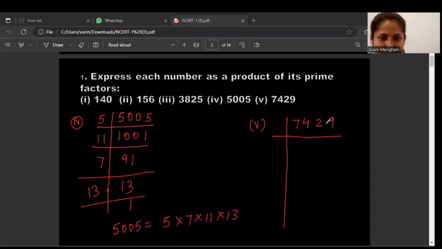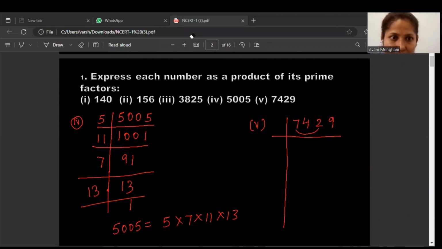11, we have a divisibility test for 11. Add these numbers alternately. 9 plus 4 is 13. 7 plus 2 is 9, and 13 minus 9. If it's 0 or a multiple of 11, then it will go by 11. But this time it's not 0, it's 4. 13 minus 9 is 4. So it will not go by 11.